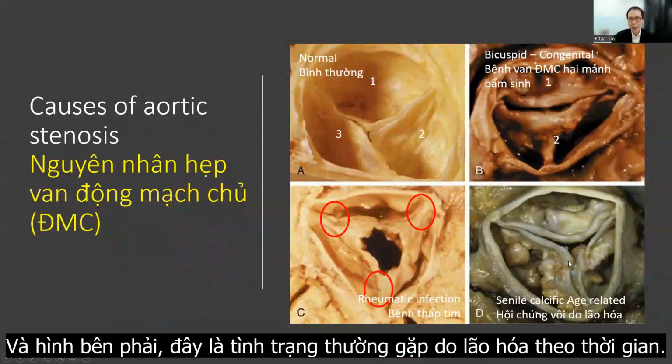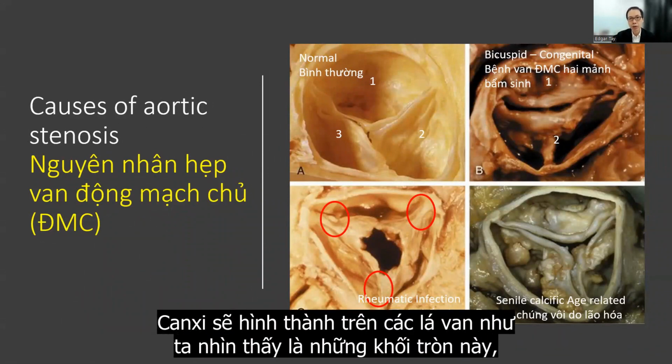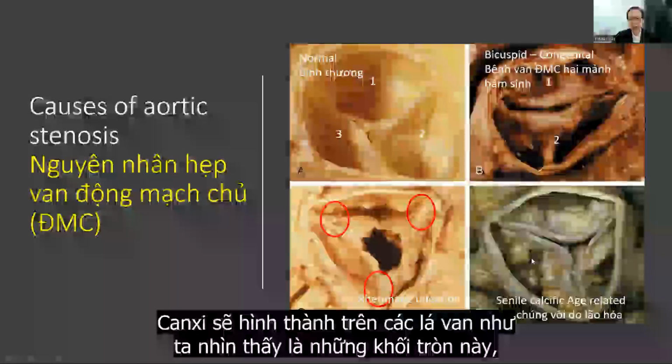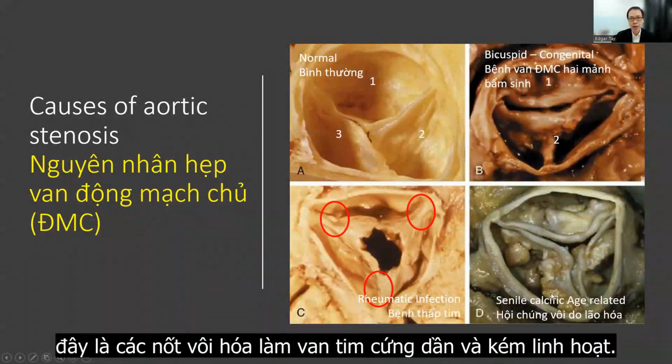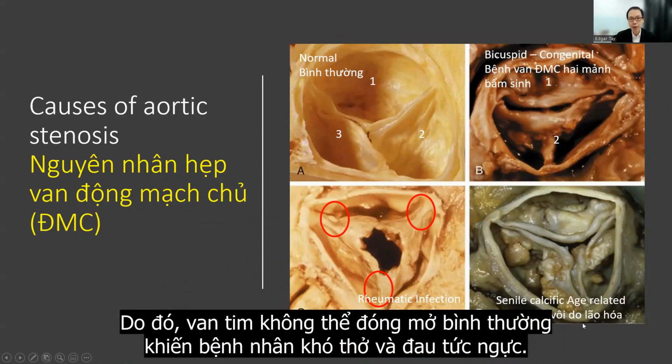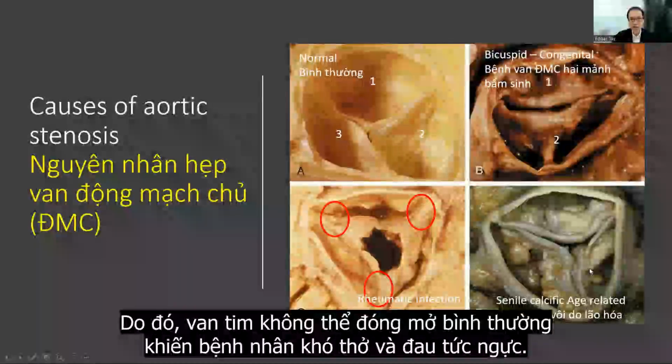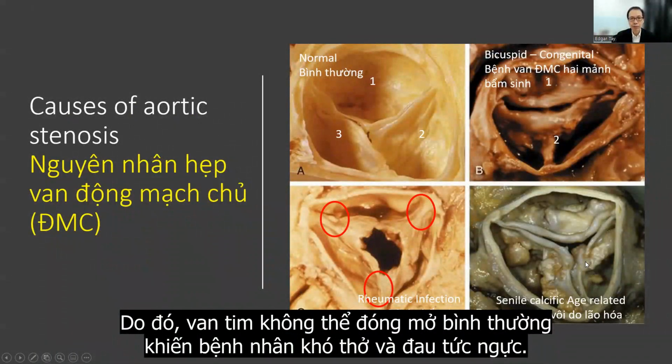And the picture on the right, this is a classic condition where over time, because of wear and tear, calcium formation will occur on the valve leaflets. And you can see these round structures. These are actually calcium nodules, and they actually make the valve very hard and stiff. So because of that, they cannot open. And because they are very stiff, they lead to patients having a lot of problems with shortness of breath and pain.